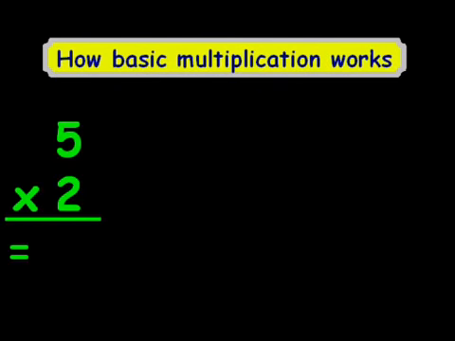Now let's take a look at a little bit more complicated one, or a semi-complicated one. We have the problem 5 multiplied by 2, and we want to know what that equals. Well, conceptually, to do this, we're going to say, okay, 5 times 2, well, that's going to be equal to basically 5 plus 5. We're basically adding 5 together 2 times.